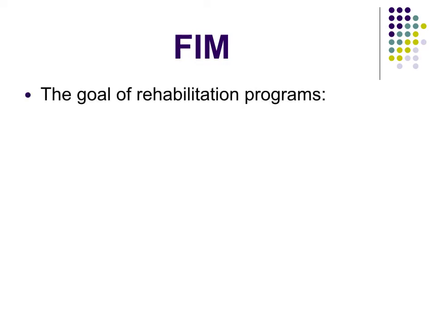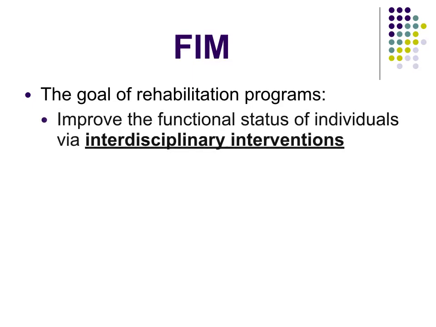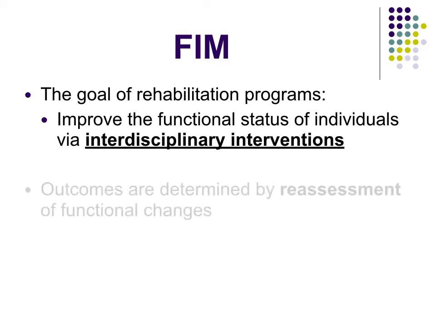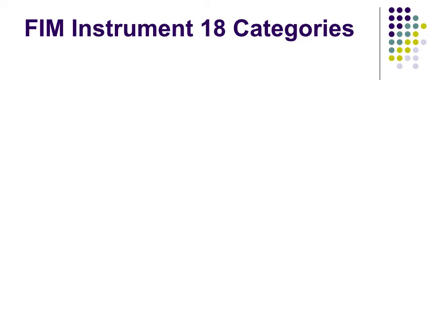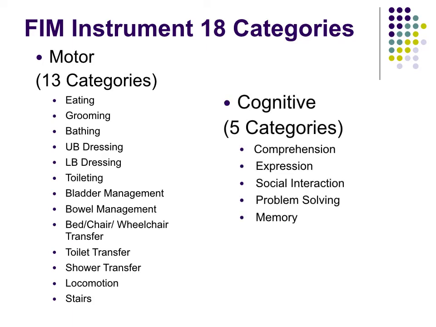The emphasis and goal of rehabilitation programs include improving the functional status of individuals by utilizing a system of interdisciplinary interventions. And outcomes are determined by periodic reassessment of functional changes during the patient's stay. The FIM instrument includes 18 categories, 13 of which are motor and 5 are cognitive. This is a 7-level instrument that allows clinicians to measure the effectiveness of rehabilitation interventions and describe the outcomes in a uniform way with respect to functional status and burden of care.